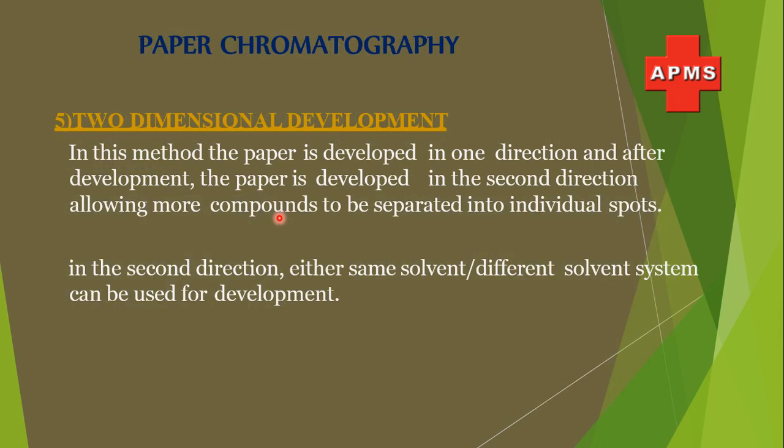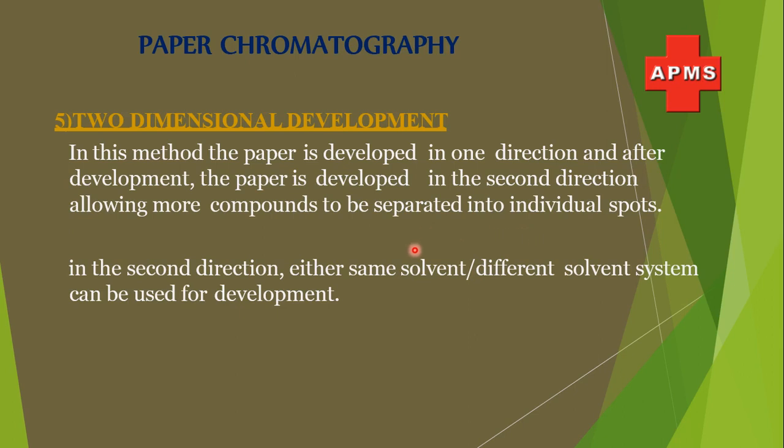Two-dimensional development. In this method the chromatography is developed in one direction, and after development the paper is developed in the second direction, allowing more compounds to be separated into individual spots. Sometimes when we run paper chromatography for the first time, some components will be separated perfectly, but some spots we get on the filter paper contain more than one compound.